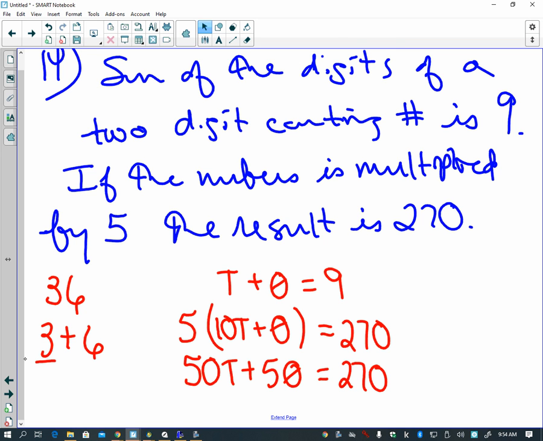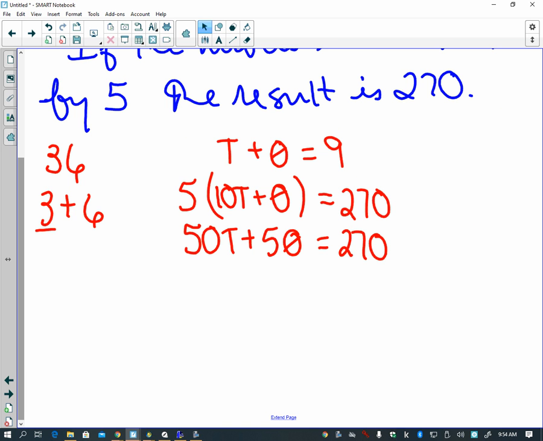Now I have t plus o equals 9. I have 50t plus 5o equals 270. Is there anything I can do with that? A couple of different things that we could do. We could set up a matrix, or, okay, just to show you how to do this without a matrix, could I solve for one of those two variables up there? Which variable could you solve for?